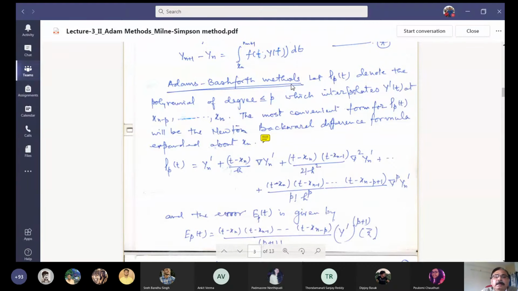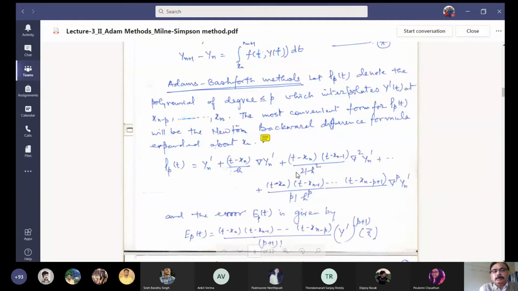And then we have written this for y prime, the interpolating polynomial for y prime at the points x_n, in the reverse order. If we say it is from x_n to x_{n-p}, then the interpolating formula p(t) will be y_n prime plus (t minus x_n) by h times the backward operator del y_n prime, plus (t minus x_n)(t minus x_{n-1}) by 2 factorial h square del square y_n prime, and so on.